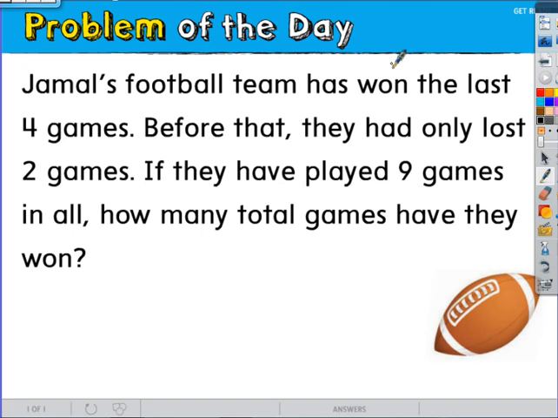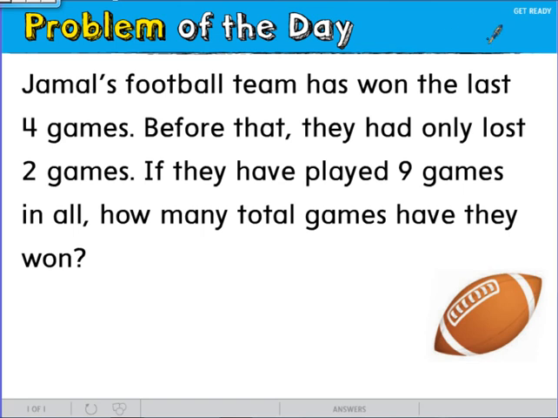So, our problem of the day today: Jamal's football team has won the last 4 games. Before that, they had only lost 2 games. If they have played 9 games in all, how many total games have they won? Let's work on this on your whiteboards in front of you. Flip them over.